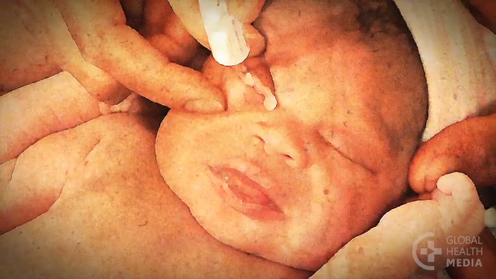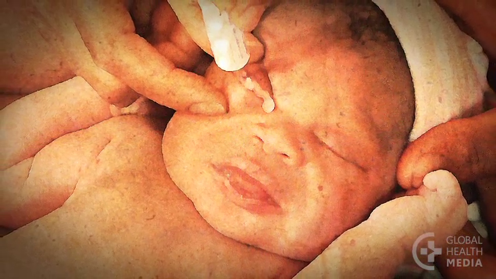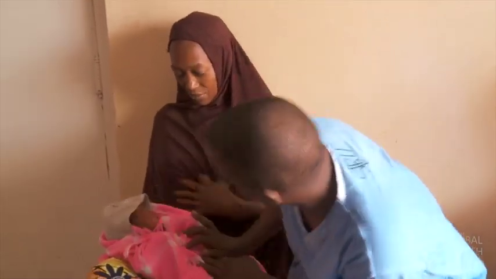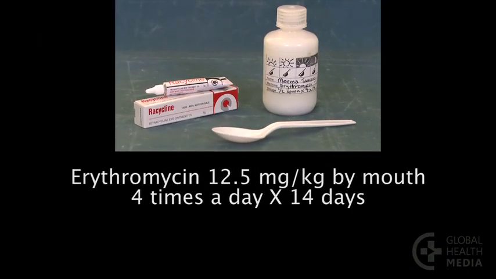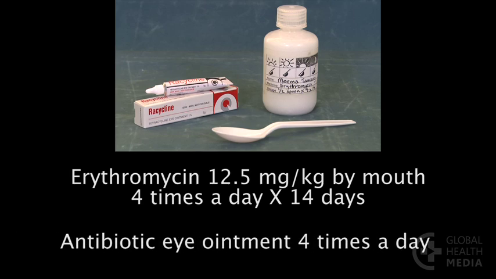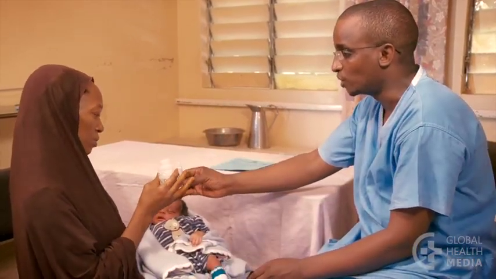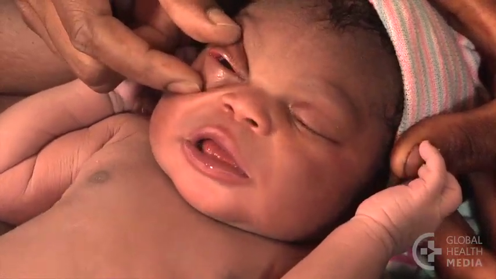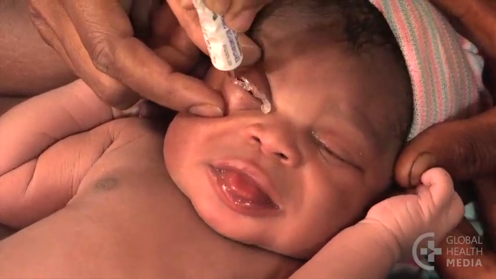Managing a moderate eye infection or a mild eye infection that has not improved. This baby's eyes have not improved after 4 days, so she should now be treated with erythromycin by mouth and antibiotic eye ointment. The medicines are given 4 times a day for 14 days. To apply eye ointment, gently open the baby's eyelids and run a line of the ointment across each eye from inside to outside.